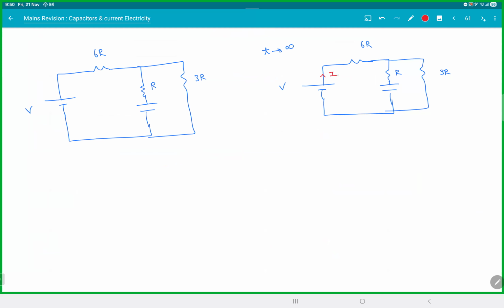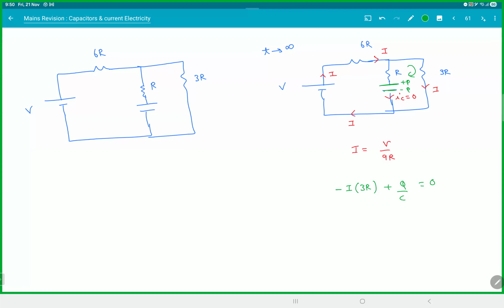So whatever current is coming from the battery, all the current will flow through this thing only. The current in the capacitor will be 0. So I can find I from here. I will be V by 9R. But this capacitor will have some charge. So let this be plus Q and this will be minus Q. I can apply Kirchhoff's law in this loop. Minus I into 3R. Then I'm going from negative to positive terminal. Q by C is equal to 0. That is how you find charge on the capacitors.